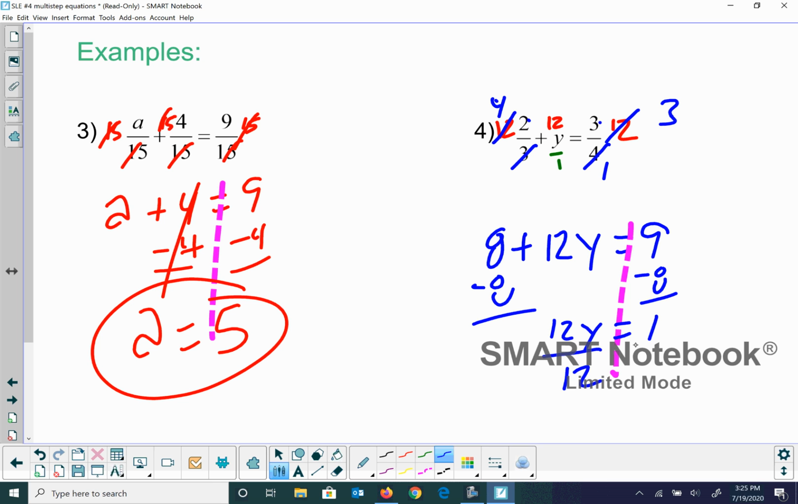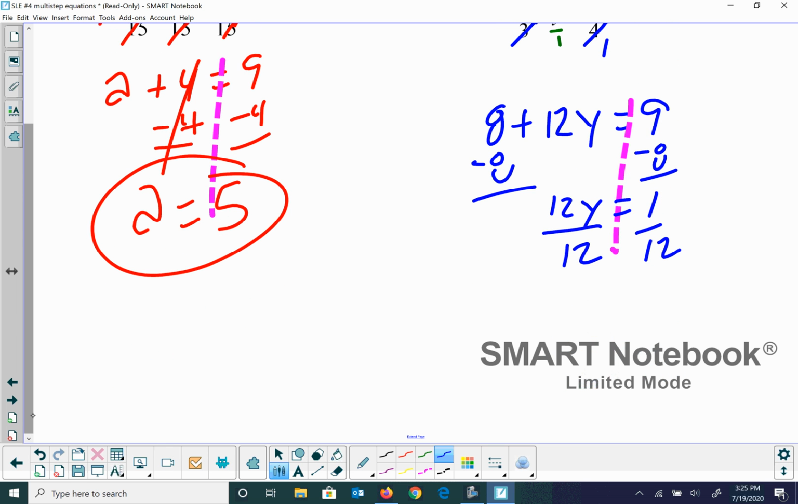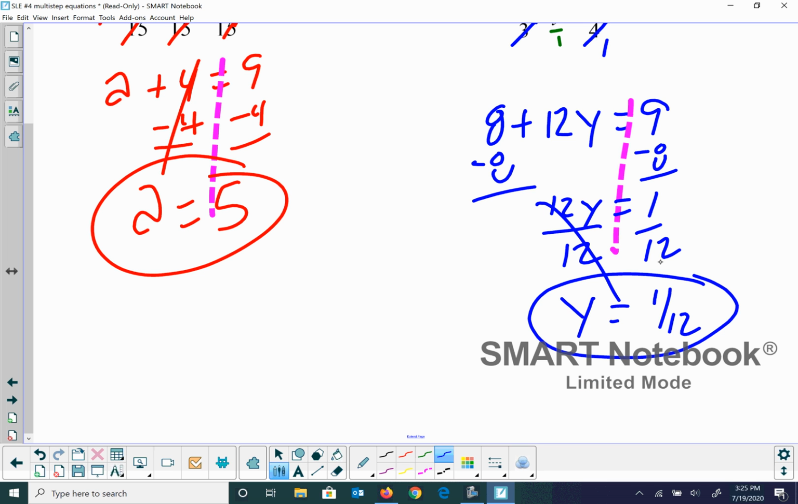Divide each side by 12. And now the smart notebook is in the way. Let's move that. There we go. Those cancel. Y is equal to 1/12. Cool. And I didn't have to deal with the fractions when I worked it out because I cleared the denominators, the bottom number.